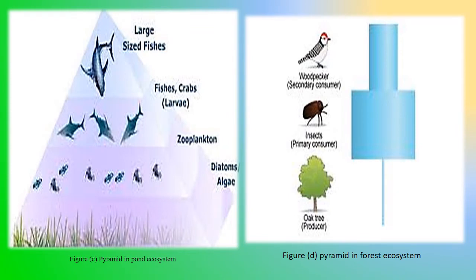This figure C depicts the pyramid of numbers in a pond ecosystem. Similarly, in the pond ecosystem, the pyramid is upright as shown in this picture. Here, the producers, which are mainly the phytoplanktons, algae, and bacteria, are maximum in number. The herbivores, which are small fishes, rotifers, etc., are lesser in number than the producers, as it is depicted in this picture.